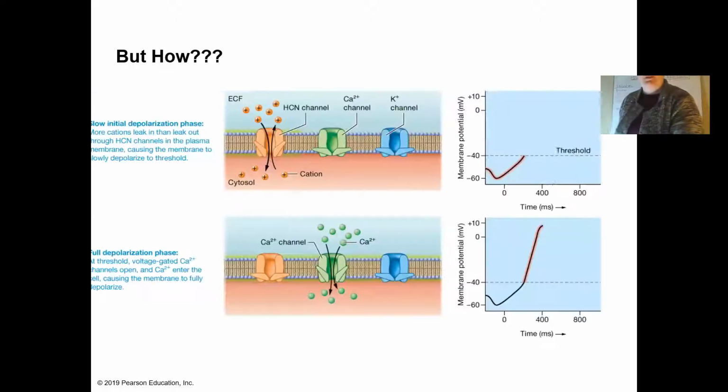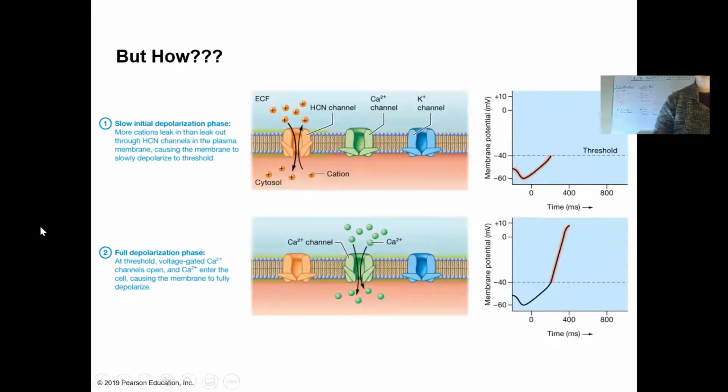But how do they do that? I mean, how does a cell just contract on its own? This is really fun. So you have these HCN channels. Oh, we talked about those, didn't we? These special positive ion leak channels. And so they're leaking until, boom, they hit threshold. So these pacemaker cells leak. Positive ions leak in, and more leak in than out.